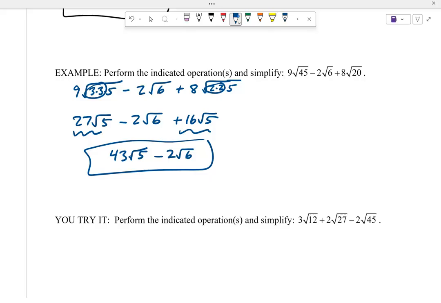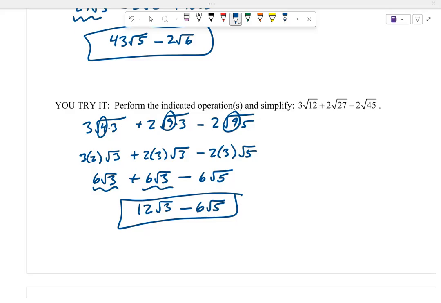You can go ahead and pause it for that next one and check yourself. You should just have a couple like radicals to combine. 12 root 3 is what you end up with, minus 6 root 5.